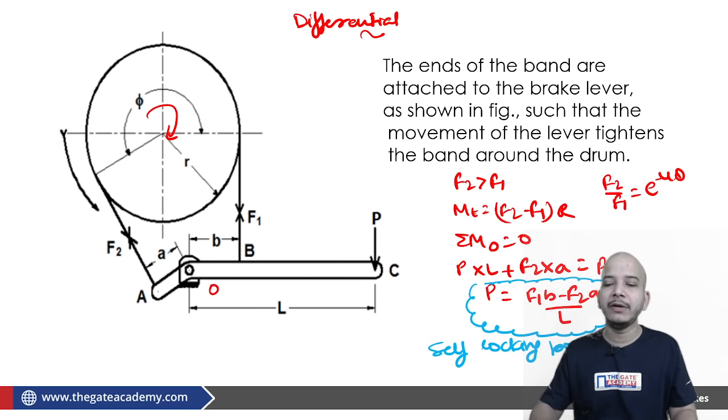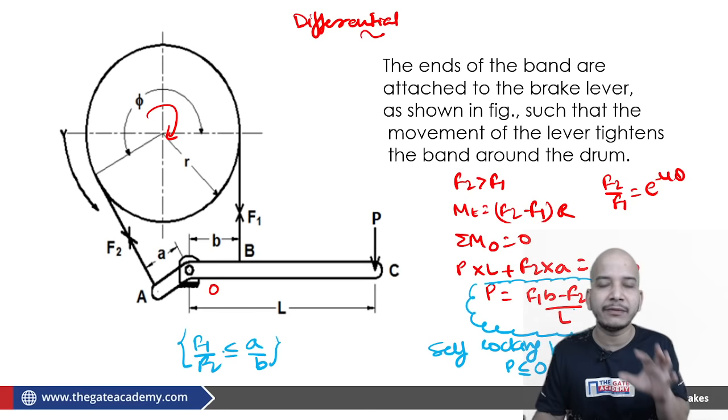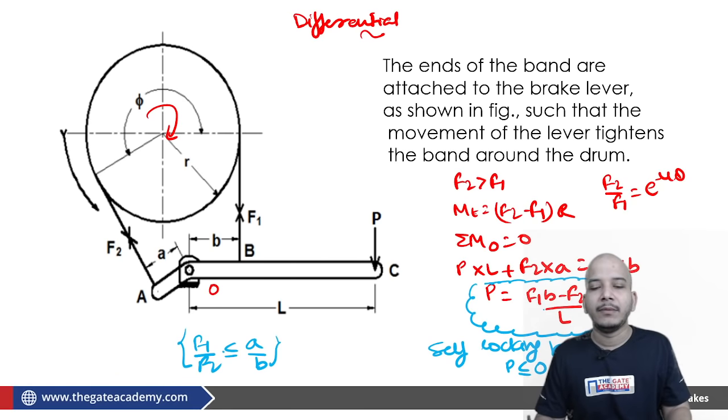Fine. The self-locking condition occurs when P is less than or equal to 0, basically when F1 B minus F2 A is less than or equal to 0, or you can straight away say that F1 by F2 is less than or equal to A by B. This is not something which you have to memorize. This is something which you just have to observe. A, B, C, you don't have to memorize anything.